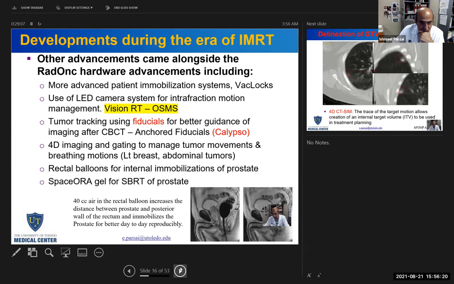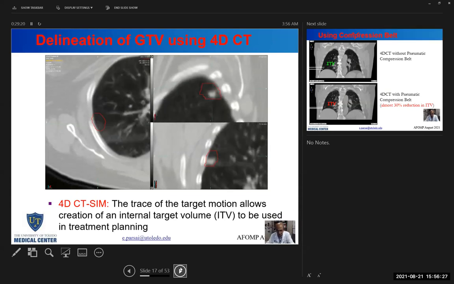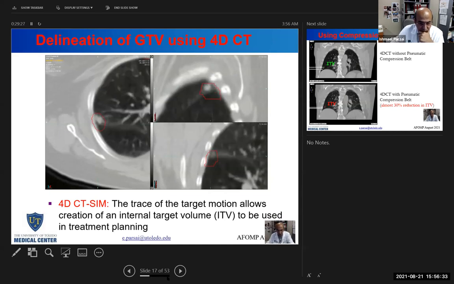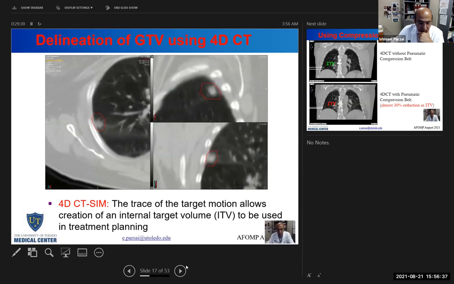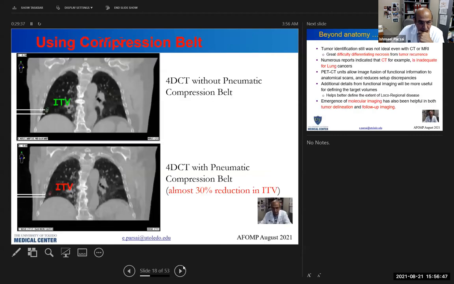Now, 4D CT is a big deal, as you can see. For example, look at this tumor, movement of the tumor, and if it wasn't because of the 4D CT, the target that would have been drawn is probably a third of what it should have been. And this is part of the reason for the advancement of radiation oncology in this day and age. Other things that we use here include the compression belt, as you can see, without the compression belt, this is the size of the target, with the compression belt there is almost 30% reduction in ITV. Again, speaking of sparing the surrounding normal tissue, these are ways to do it.